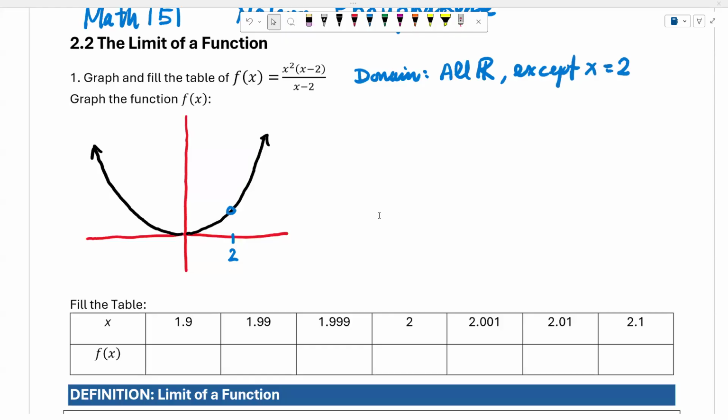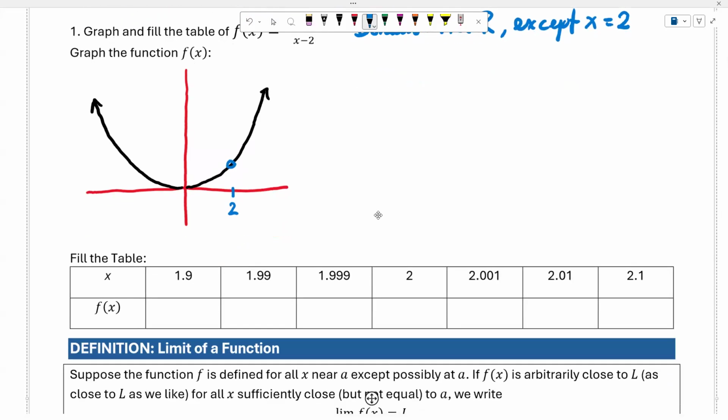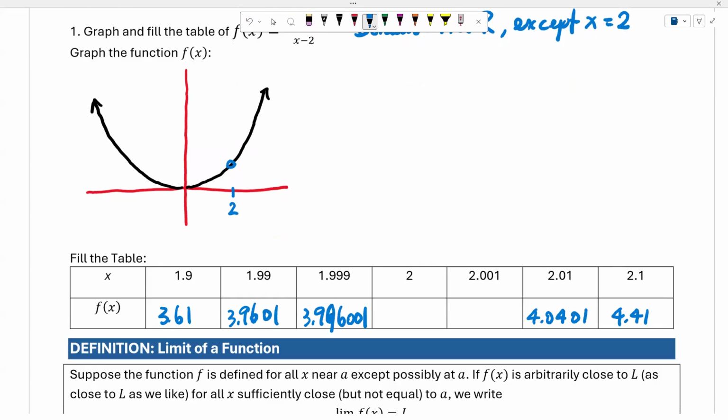Okay, so then use your calculator to fill up this table. And then for 2.1, you will get 4.41, 4.04, 4.004, 4.000001. Okay. And of course, when x equal to 2, actually it is undefined then.